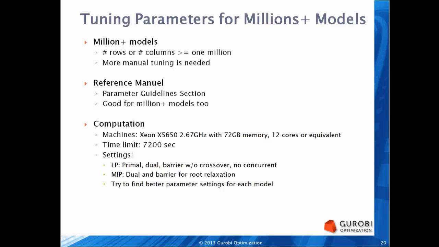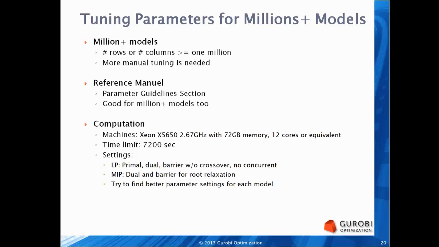Our reference manual has a chapter or section called parameter guideline. It's good for very large models, and it's good for all models. If you want to tune, you should look at it. And we did a computation on a Xeon machine. It has 12 cores. We used more than just one machine because there were so many models to tune. One is a Xeon computer with 12 cores, and the others are equivalent machines.